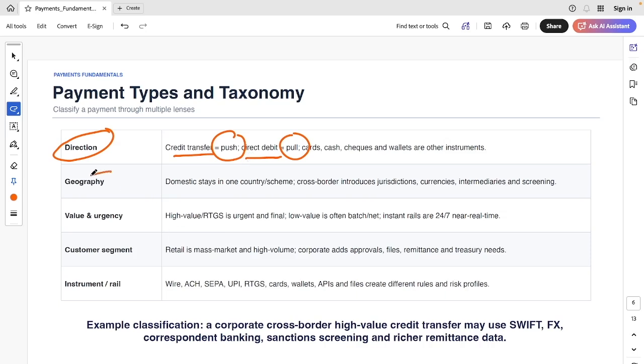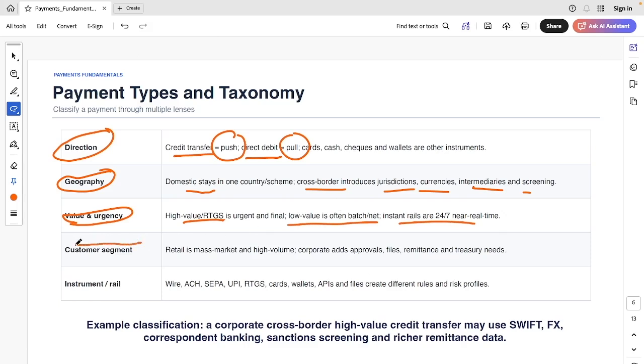The second category could be based on geography. One is called domestic payment, and the other is called cross-border payment. Domestic payment basically stays within one country or scheme. Cross-border involves different countries, different currencies, banks, and regulations. The third category on which payment type is classified is value and urgency. High value RTGS is an urgent and final payment. Low value is often batched, and instant rails are almost near real time.